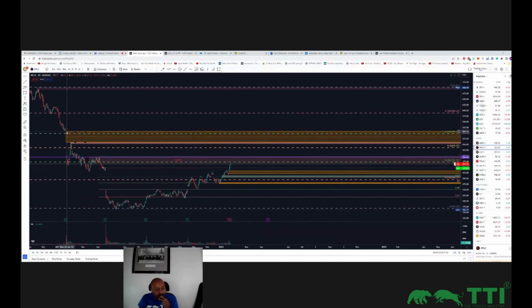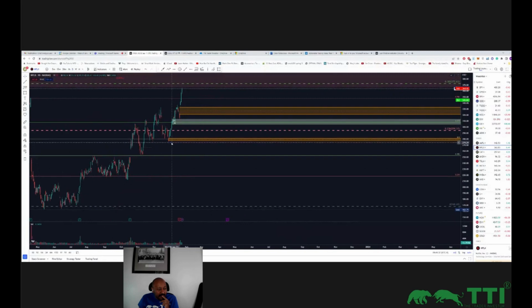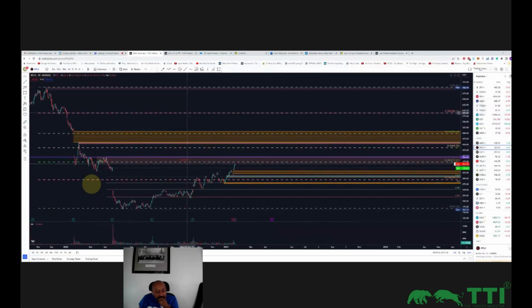There's one up here, which is a pretty big gap, and we're kind of approaching it. And then there's a gap that formed down here. This is the hourly, which is why you don't see it on the daily, but on the hourly there's a decent sized gap right here. And then there is this one. You can kind of clearly see there is this gap here.